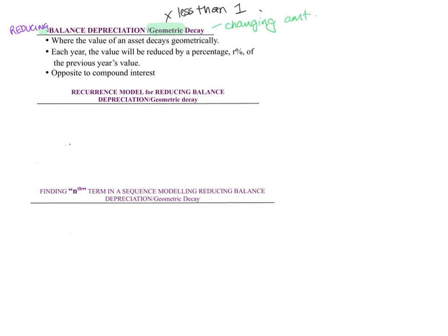All right, so we have got to work out a recurrence model for this. So like all the other ones, we'll have V0, and that will be the principal or the original value of the asset. Okay, and then we need our Vn+1 rule. So the Vn+1 rule will have that R. So the R is the amount that we're timesing. Now, because we're going to be decaying, that R is going to be less than 1, yeah? So the R will be less than 1.